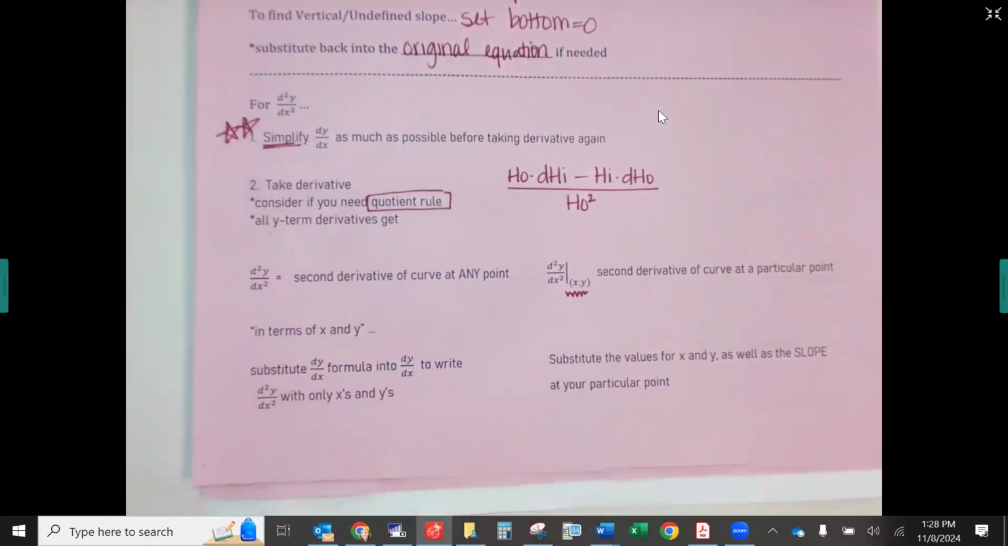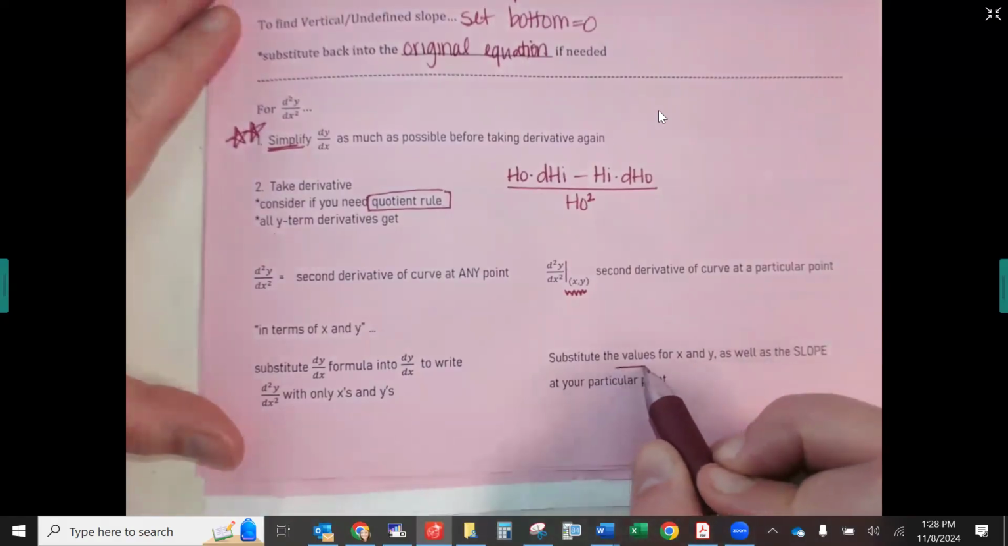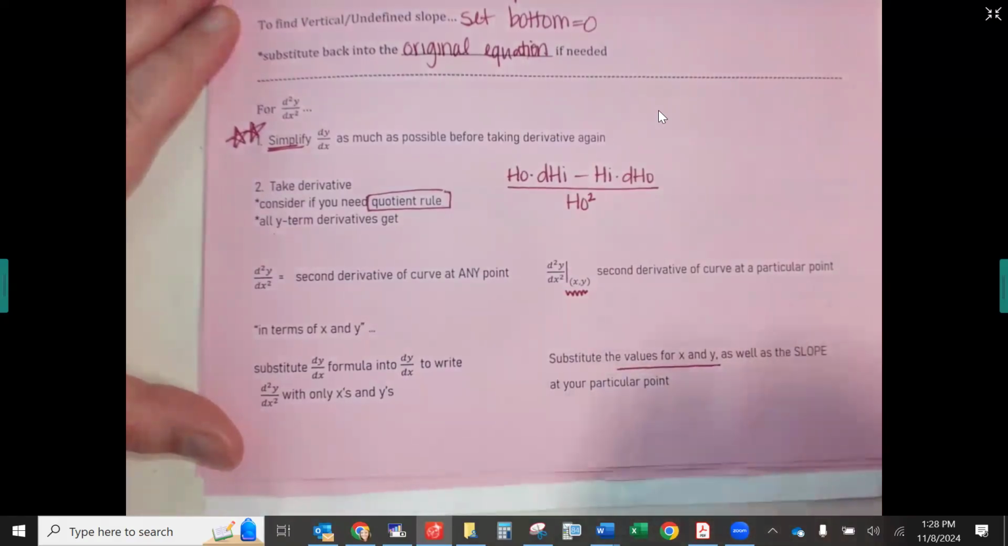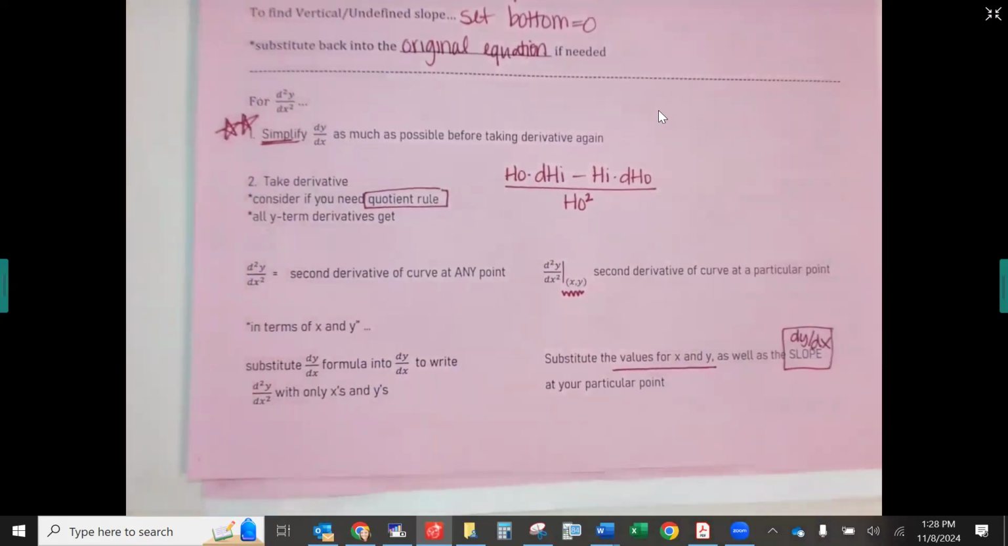Lastly, when you're plugging that in, remember you have 3 numbers you'll have to substitute. You're going to have an x and a y, and where the dy dx is, you're going to plug in the slope as well. So if your slope comes out to 5, then whenever you see dy dx, you'll put a 5 into that spot. Okay?